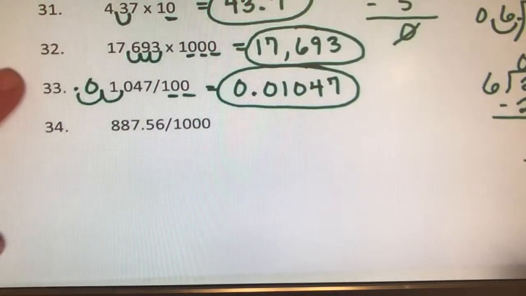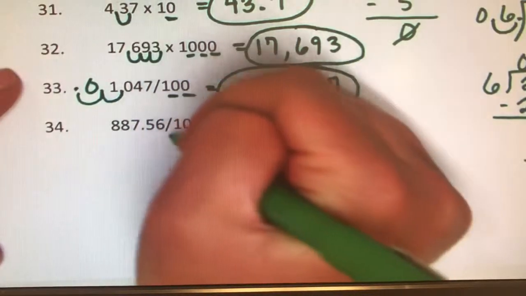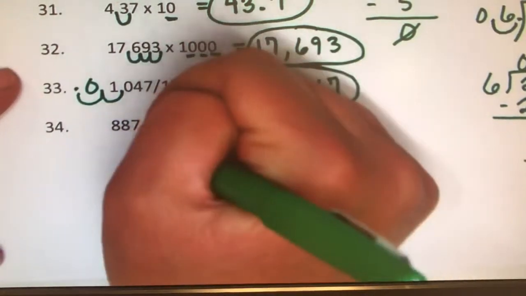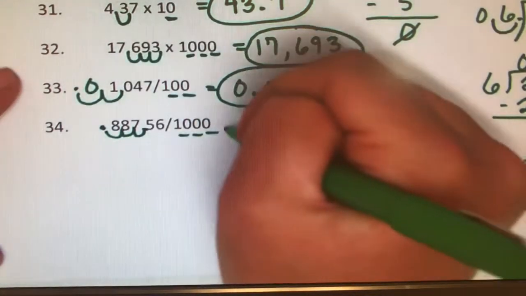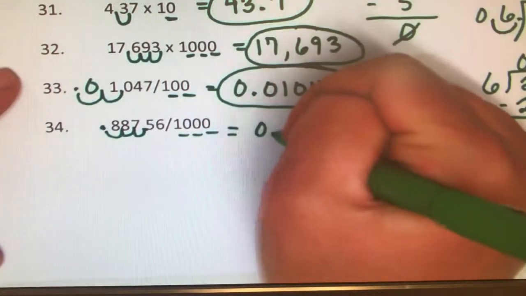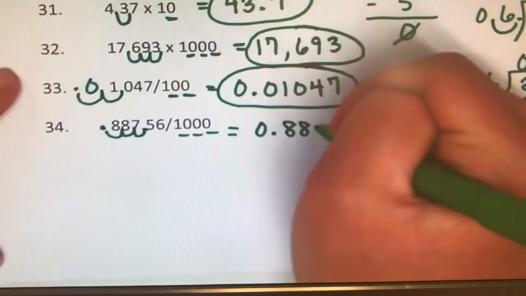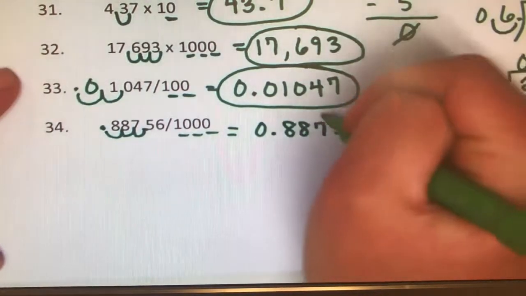Last one, 87.56 divided by 1,000. So to divide, we move it to the left. This has 3 places, 1, 2, 3, so it lands right in front of that 8. So this equals 0.08756.